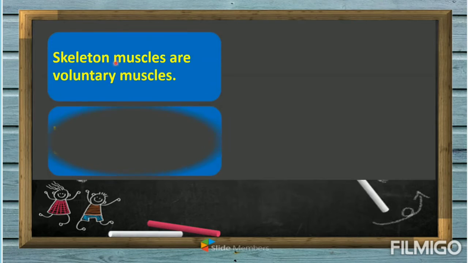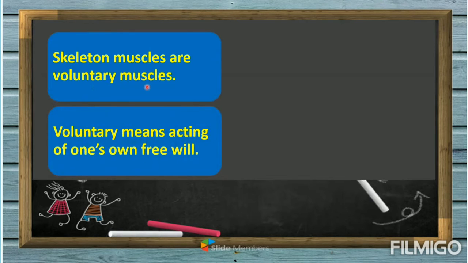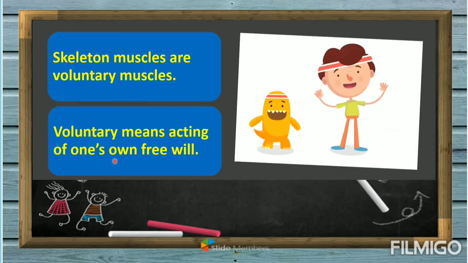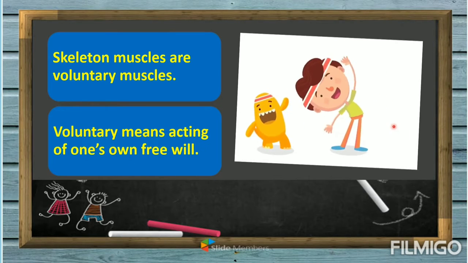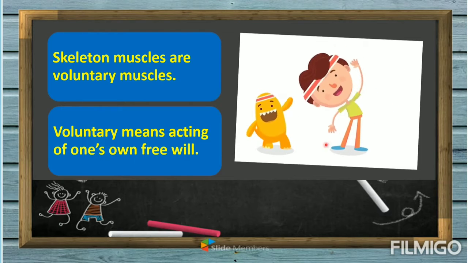So our skeletal muscles are voluntary muscles. When we say voluntary, it means acting of one's own free will. So we have free will to move or not to move our muscles.